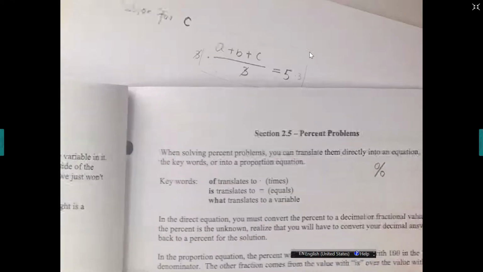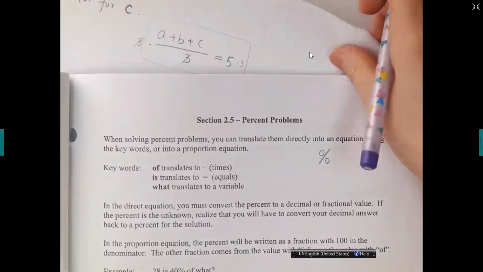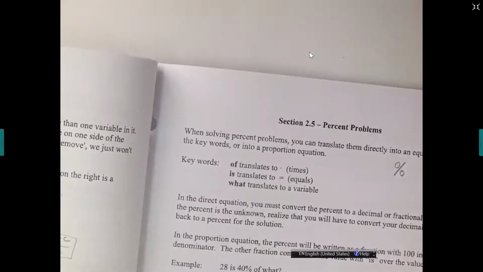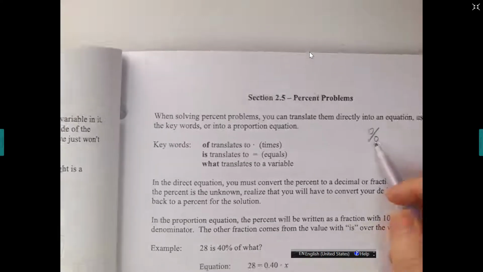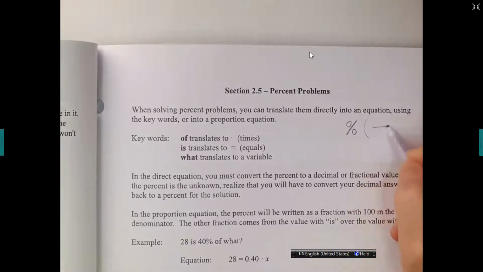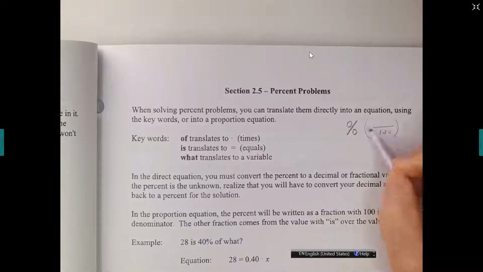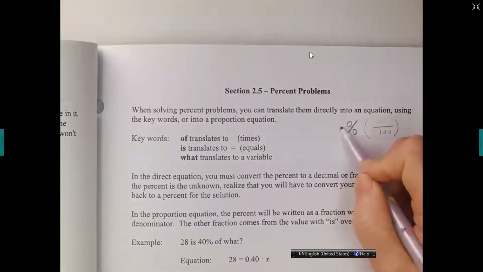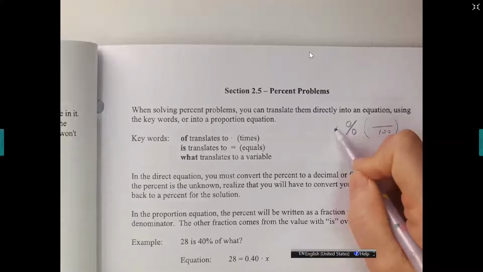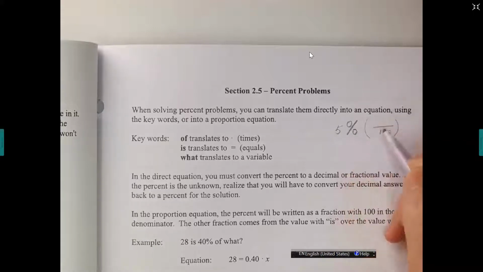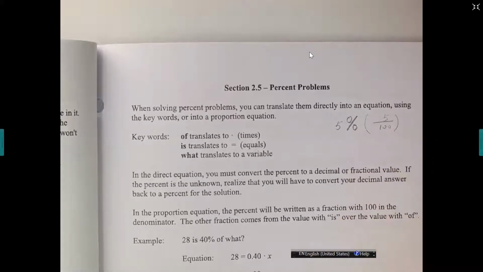What is the symbol? That is not new to us. In pre-algebra, we have learned what the symbol represents. It represents over 100. So whatever the number in front of it, it means that number over 100. If I have 5 here, 5% means 5 over 100.